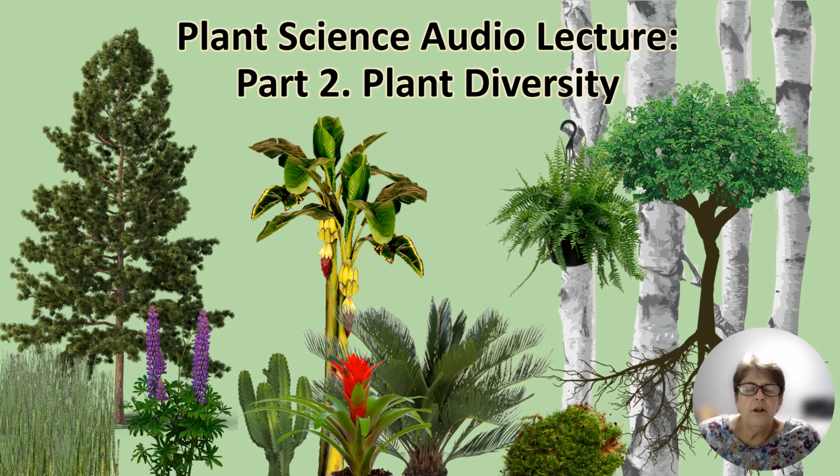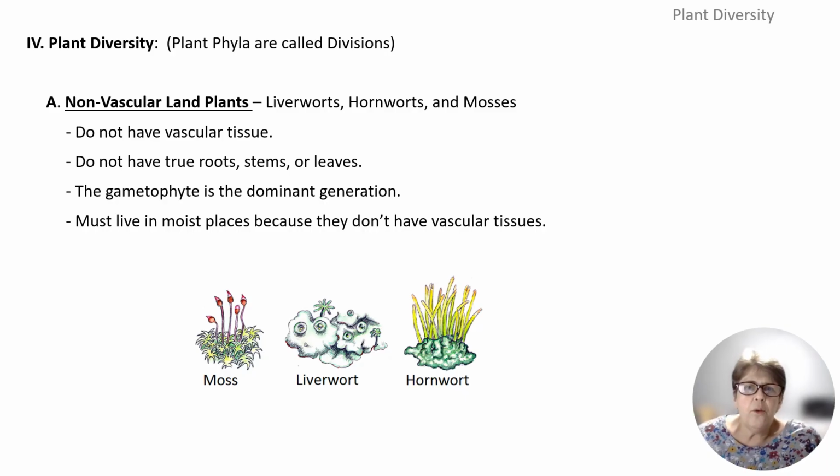Today we're going to talk about plant diversity. This is the second part of our plant science notes. So in all the other kingdoms, the phyla are called phyla, but in plants, divisions are the same thing as phyla. So they always call them divisions when we talk about plants.